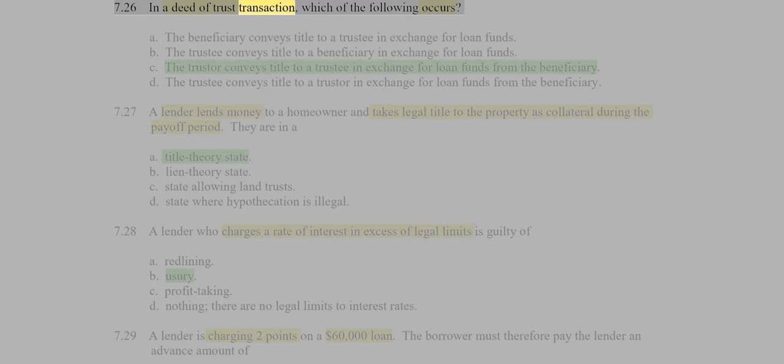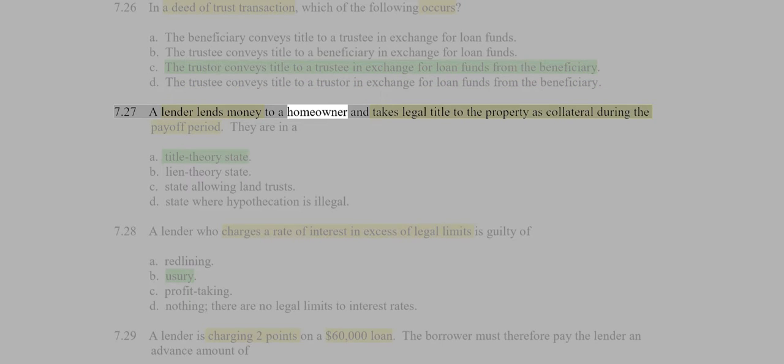7.26 In a deed of trust transaction, which of the following occurs? A. The beneficiary conveys title to a trustee in exchange for loan funds. B. The trustee conveys title to a beneficiary in exchange for loan funds. C. The trustor conveys title to a trustee in exchange for loan funds from the beneficiary. D. The trustee conveys title to a trustor in exchange for loan funds from the beneficiary.